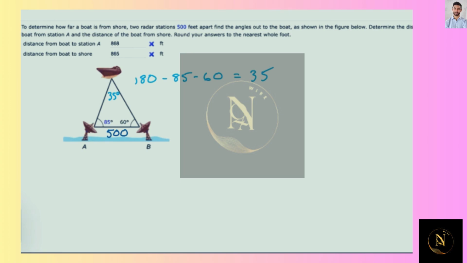Now to find our distances, we don't have a right triangle, so I can't use the Pythagorean theorem or SOHCAHTOA, but I can use law of sines and law of cosines. I'm going to use law of sines, so sine of 35 over 500 is equal to sine of 60, which is across from side B, is equal to sine of 85, and let's call this little side A.